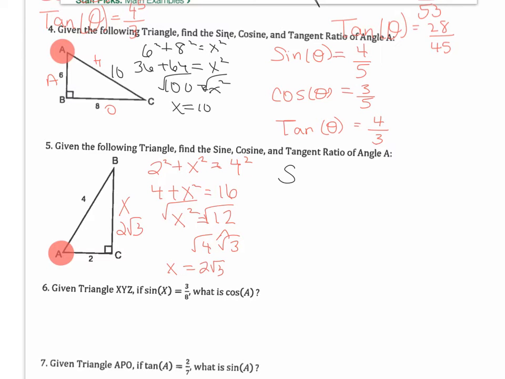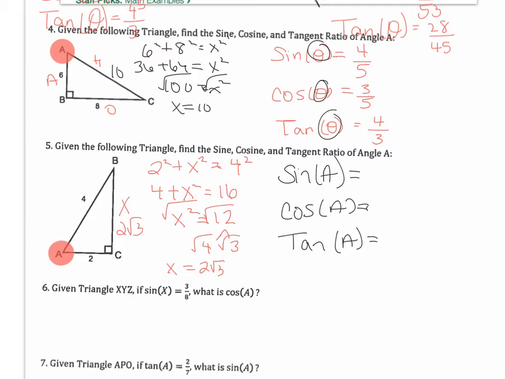So now I'm going to come over here and I'm going to write sine of A, cosine of A, and tangent of A. I just noticed on number 4, my theta symbols probably should have been angle A because that was my reference angle, just as an FYI. Okay? So sine is 2 square root of 3 over 4, which I can simplify to square root of 3 over 2. Cosine is 2 over 4, which I can simplify to 1/2. And tangent is 2 square root of 3 over 2, which I can simplify to just the square root of 3.